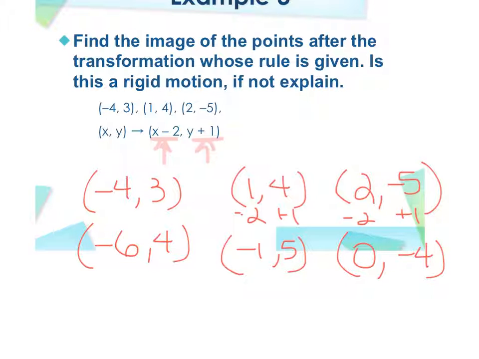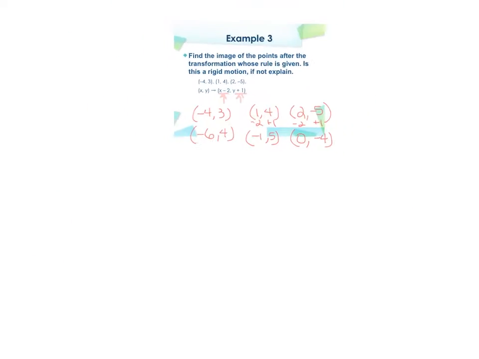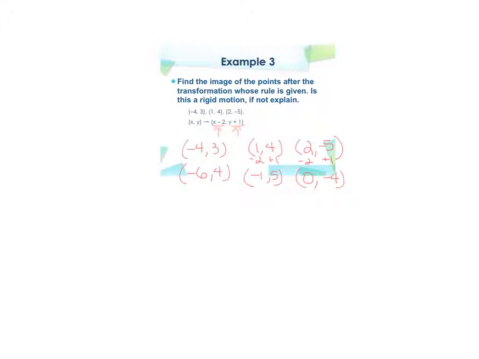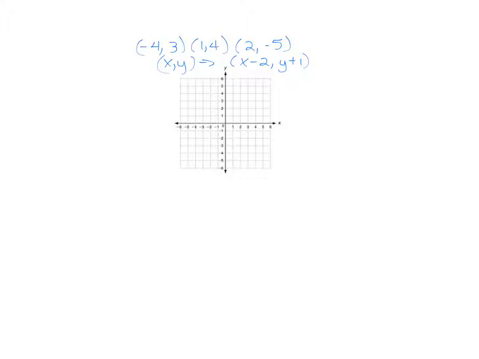So I'm going to go ahead and take these order pairs, and I inserted a coordinate plane on my next slide. If you don't have a coordinate plane, now I'm going to graph them. Does anybody have those coordinates? Copy them down. So -6, 4, -1, 5, and 0, -4.